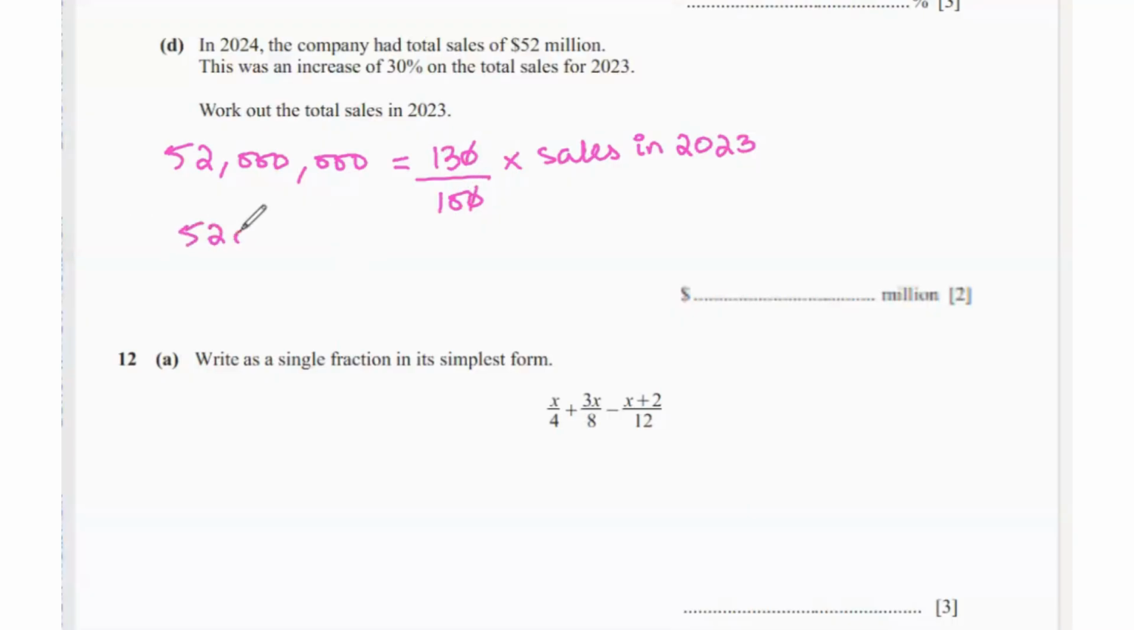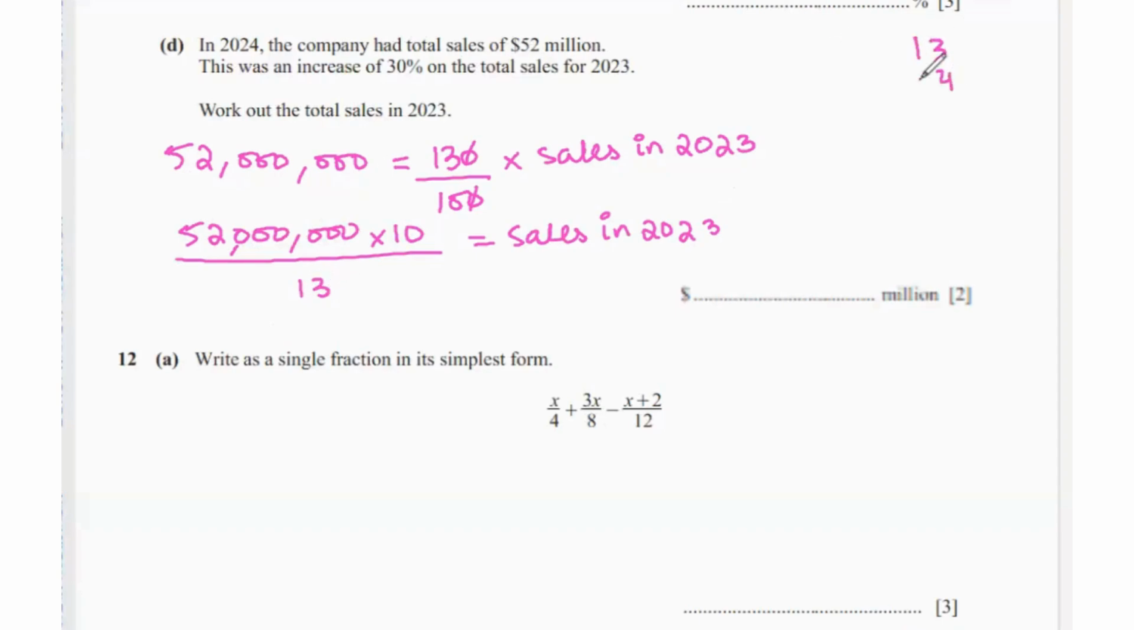Let's cross multiply: 52 million times 10 divided by 13 equals the sales in 2023. Since they want the answer in millions, the 6 zeros remain as they are. 52 divided by 13 is going to be 4 because 13 times 4 equals 52. So 13 ones are 13. This becomes 4. 4 times 10 is 40. So 40 million is your answer.